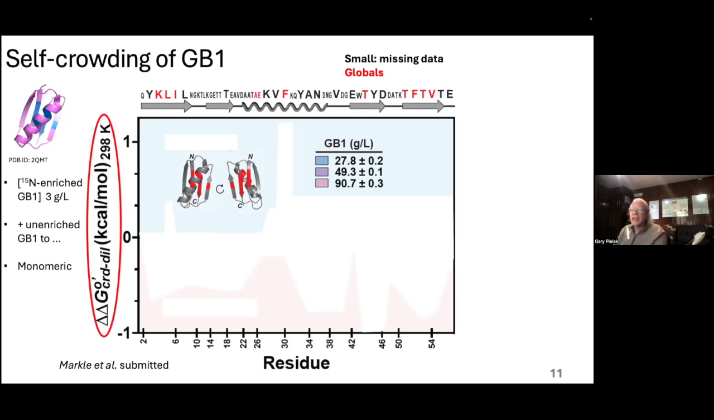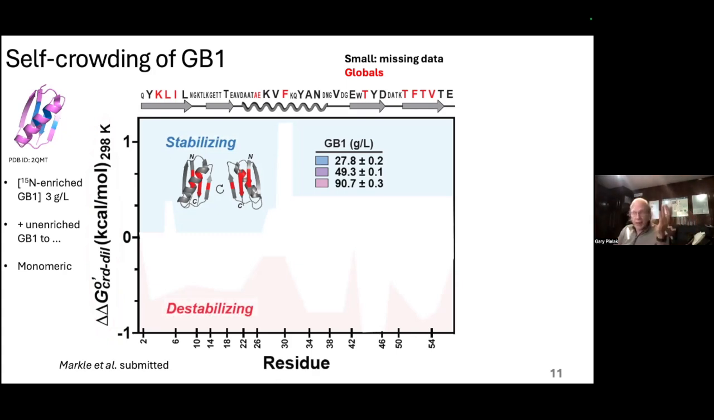On the y-axis, we have delta delta G. That is how much the increase in concentration affects the free energy change. So it's the crowded condition minus the dilute condition. If the number is greater than 0, that means we're stabilizing the protein. If it's less than 0, it means we're destabilizing the protein.